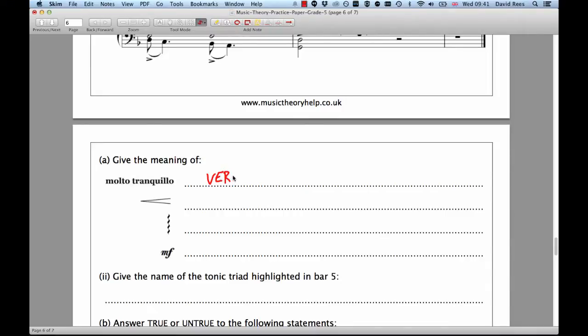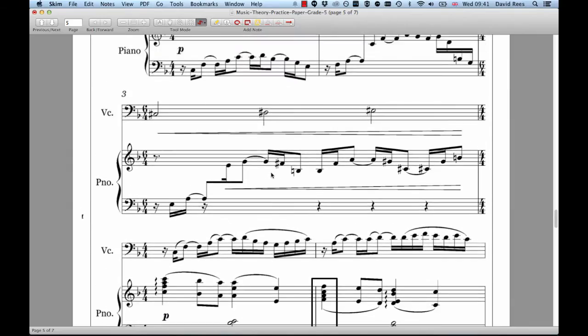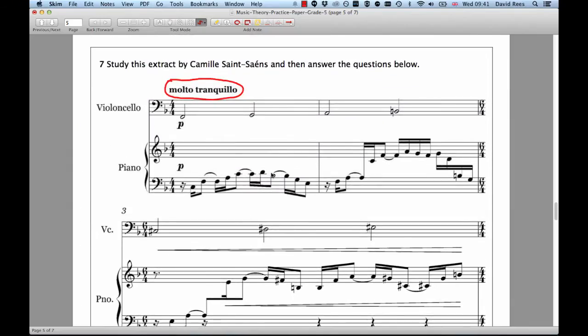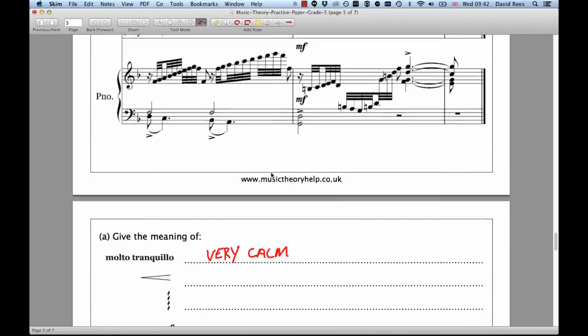And then tranquillo just means calm. So calm is just a sort of character that this music should have, and you can imagine that the texture of the music is going to be quite calm, particularly at the beginning. The music is quiet, there's not much going on. The cello particularly has these long held notes, which I think would help give an atmosphere of calm music.